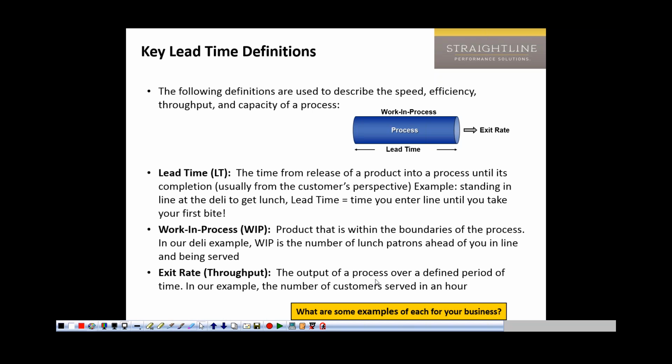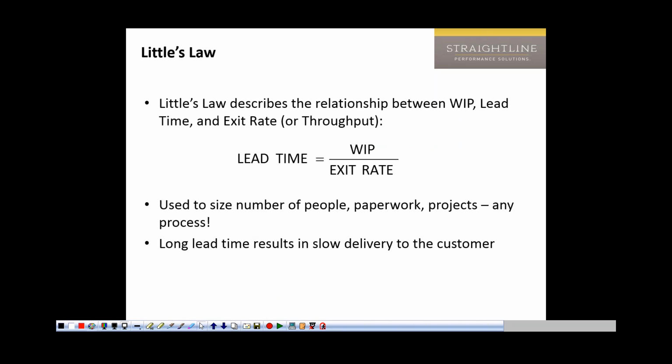And then the throughput is the output per unit time. Okay, so in this, it might be the number of customers that we serve in an hour. So if we can compare our throughput or our lead time to our takt time, then that can tell us something about how well we're performing, or are we performing enough. Now, this thing called Little's Law relates all those three, and it relates it in this equation: lead time is equal to WIP divided by exit rate.